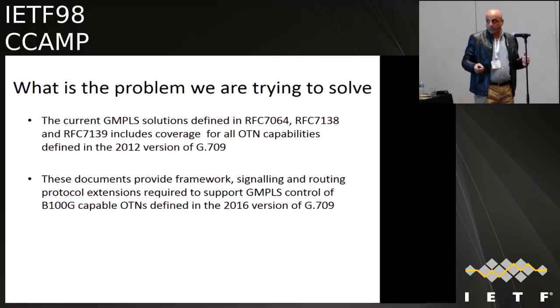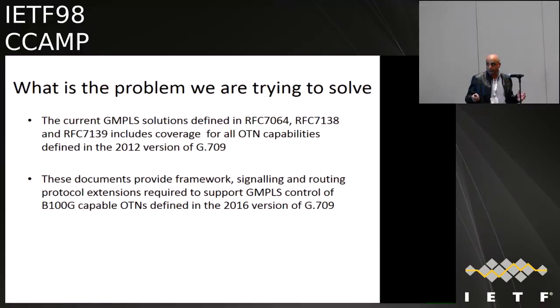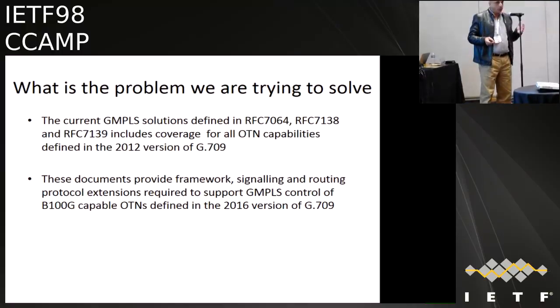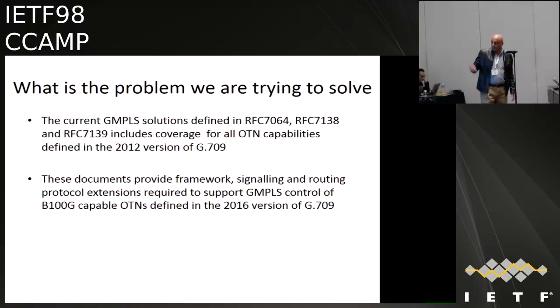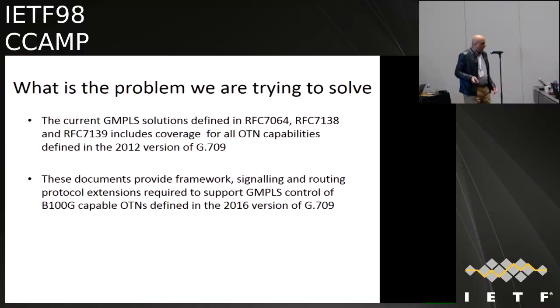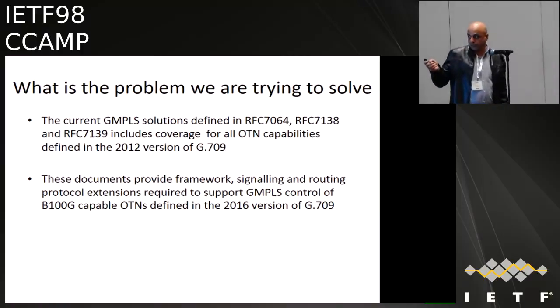The existing G.709 version 2012 defines the OTN capabilities, and the signaling and routing extensions to cover them are already specified in the RFCs mentioned here. In the 2016 version of G.709, Beyond 100G OTN capabilities are introduced. Since those functions are not addressed from the routing and signaling perspective, I'll talk about the new requirements and capabilities in the framework, and then the corresponding routing and signaling extensions quickly.